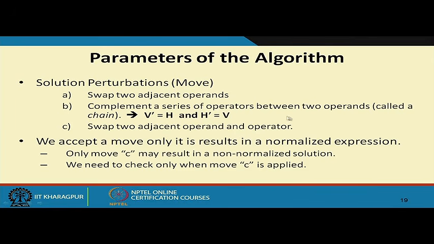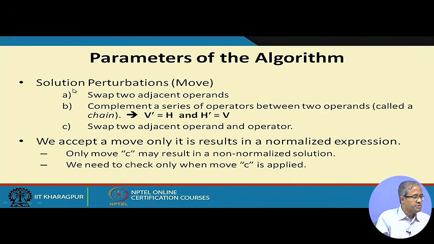Then some of the parameters, like the moves I talked about. So, 3 moves are defined here. The first move says you swap 2 adjacent operands. Move 2 says you complement a series of operators between 2 operands. This is called a chain. Complement means if it is a V, you make it H, if it is H, you make it V.